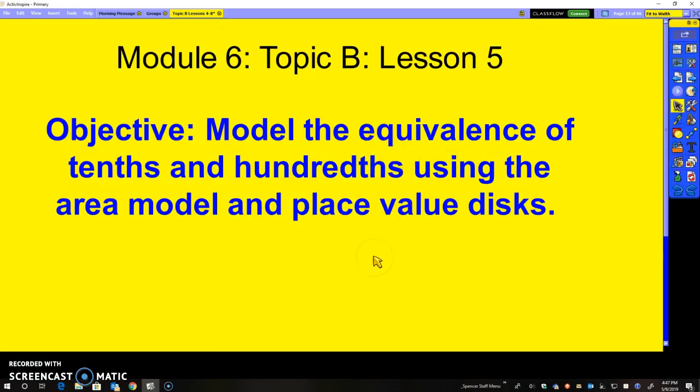Fourth graders, we are on lesson 5 today. We are going to model the equivalents of tenths and hundredths using the area model and place value disk today.